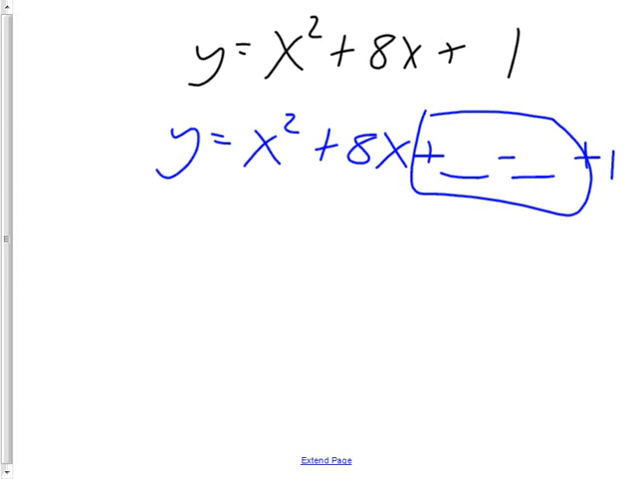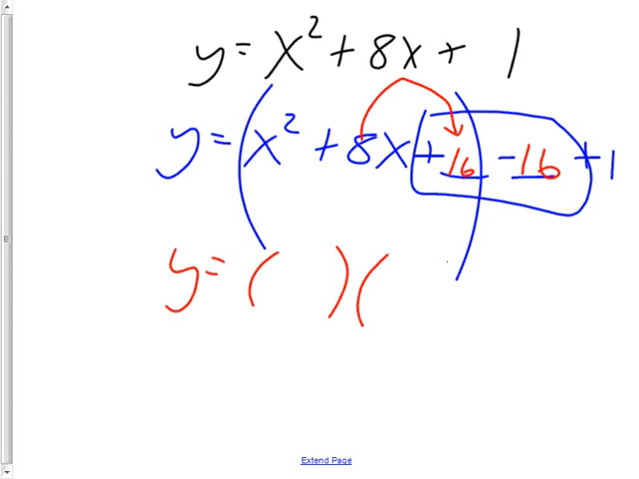Because if I want to add 5 and then subtract 5, it's okay, I can do that. What do I want to add? The little German boy comes in and helps out. And he tells you to take half of the 8 and then square it. Half of 8 is 4. 4 squared is 16. Now, it's a perfect square.